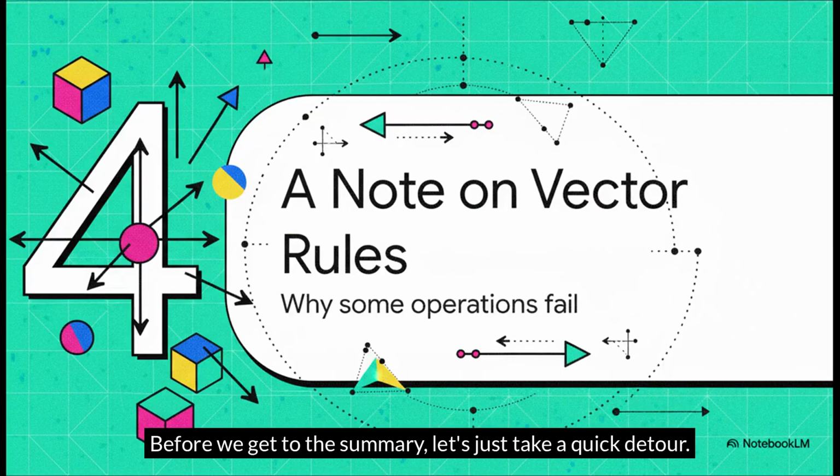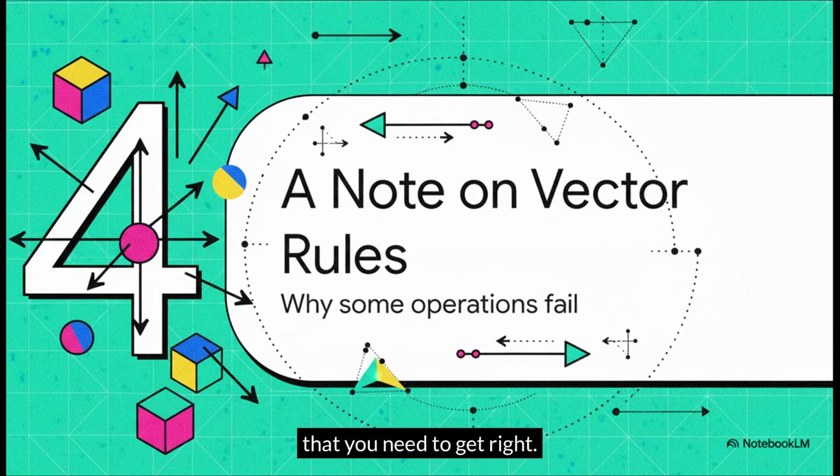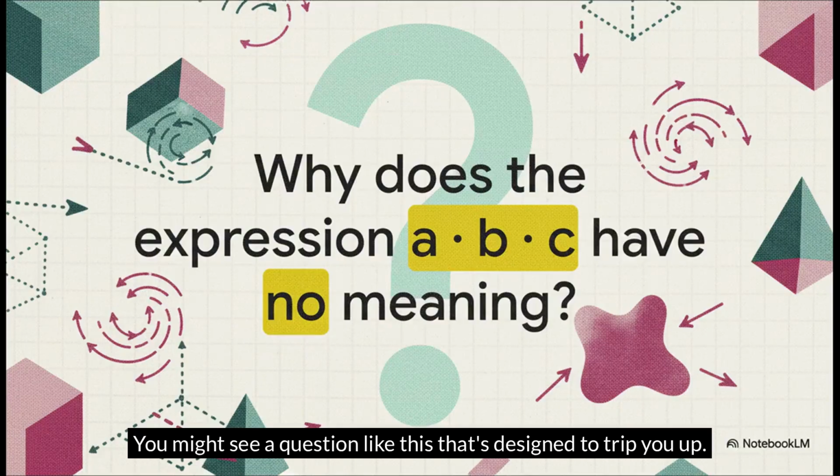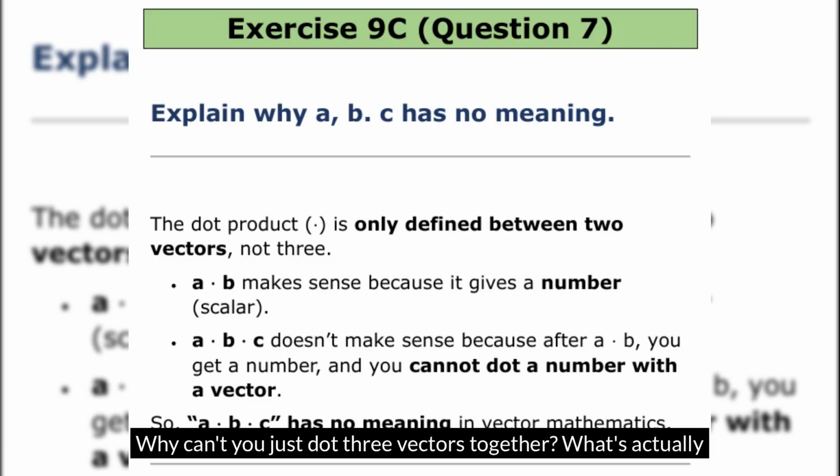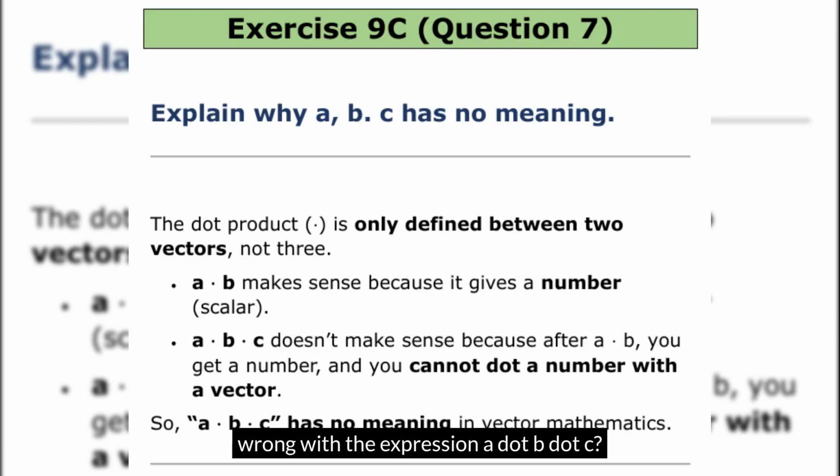Okay, before we get to the summary, let's just take a quick detour. This is a really important conceptual point about vector rules that you need to get right. You might see a question like this that's designed to trip you up. Why can't you just dot 3 vectors together? What's actually wrong with the expression A dot B dot C?